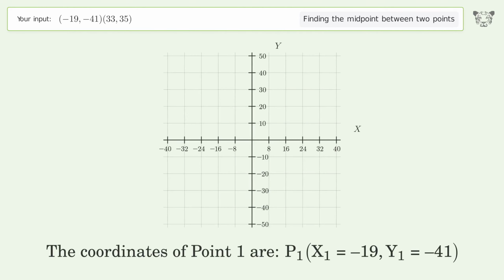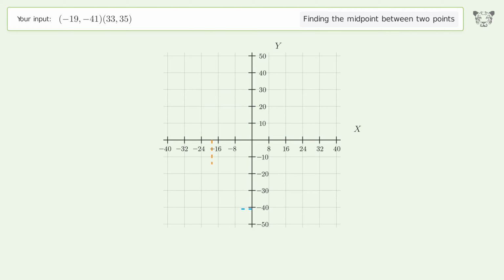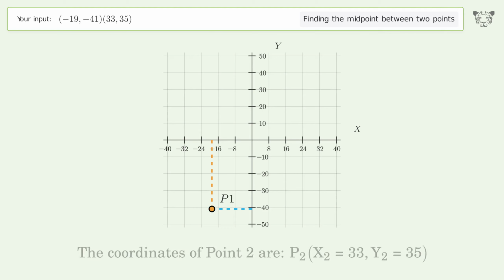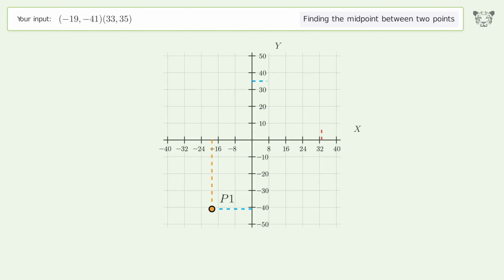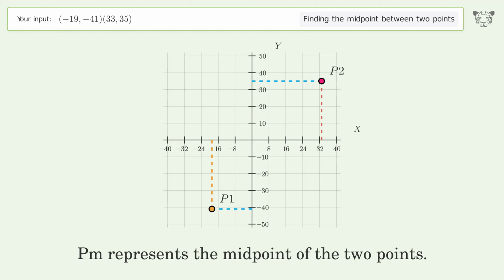The coordinates of point 1 are x1 equals -19, y1 equals -41. The coordinates of point 2 are x2 equals 33, y2 equals 35. PM represents the midpoint of the 2 points.